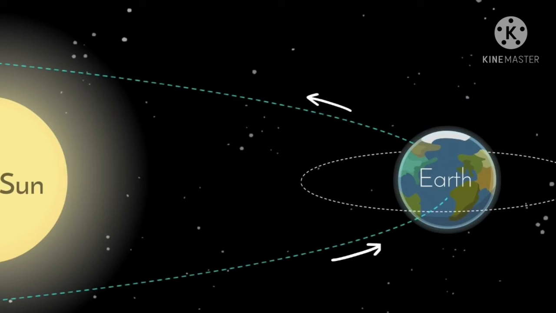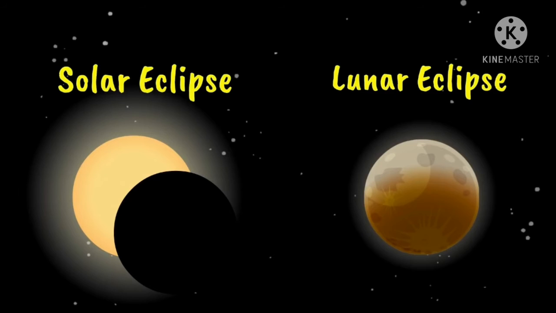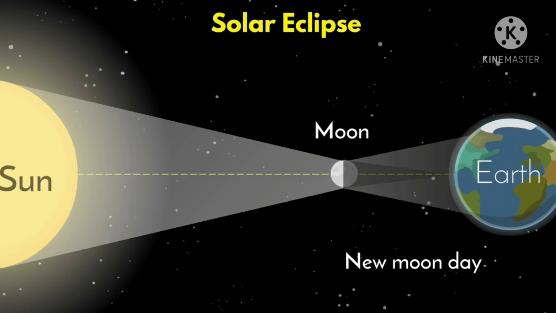There are two kinds of eclipses depending on the positions of the Sun, the Moon, and the Earth with respect to each other. From Earth, two types of eclipses can be observed. They are the solar eclipse and the lunar eclipse. A solar eclipse occurs when the Moon comes between the Sun and the Earth. The Moon blocks the Sun's light and the shadow of the Moon falls on the Earth.